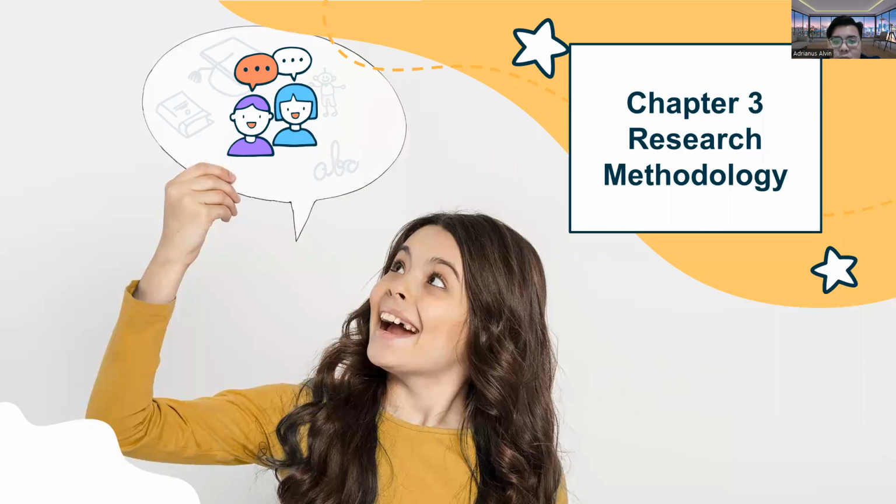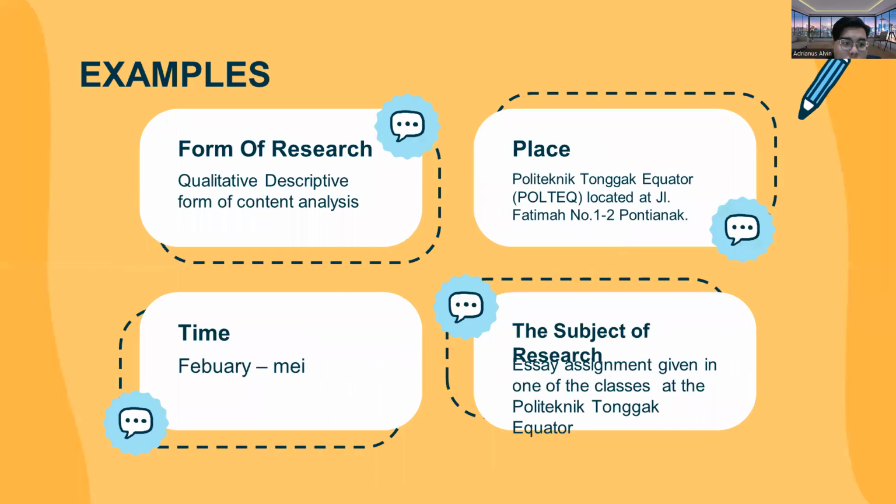And chapter 3 is research methodology. The form of the research is qualitative descriptive, in the form of content analysis, and the place is Polytechnic Tonggak Equator, or Poltek, located at Jalan Fatima number 1 to 2, Pontianak. The time is February until May, and the subject is the essay assignment given in one of the classes at Polytechnic Tonggak Equator.